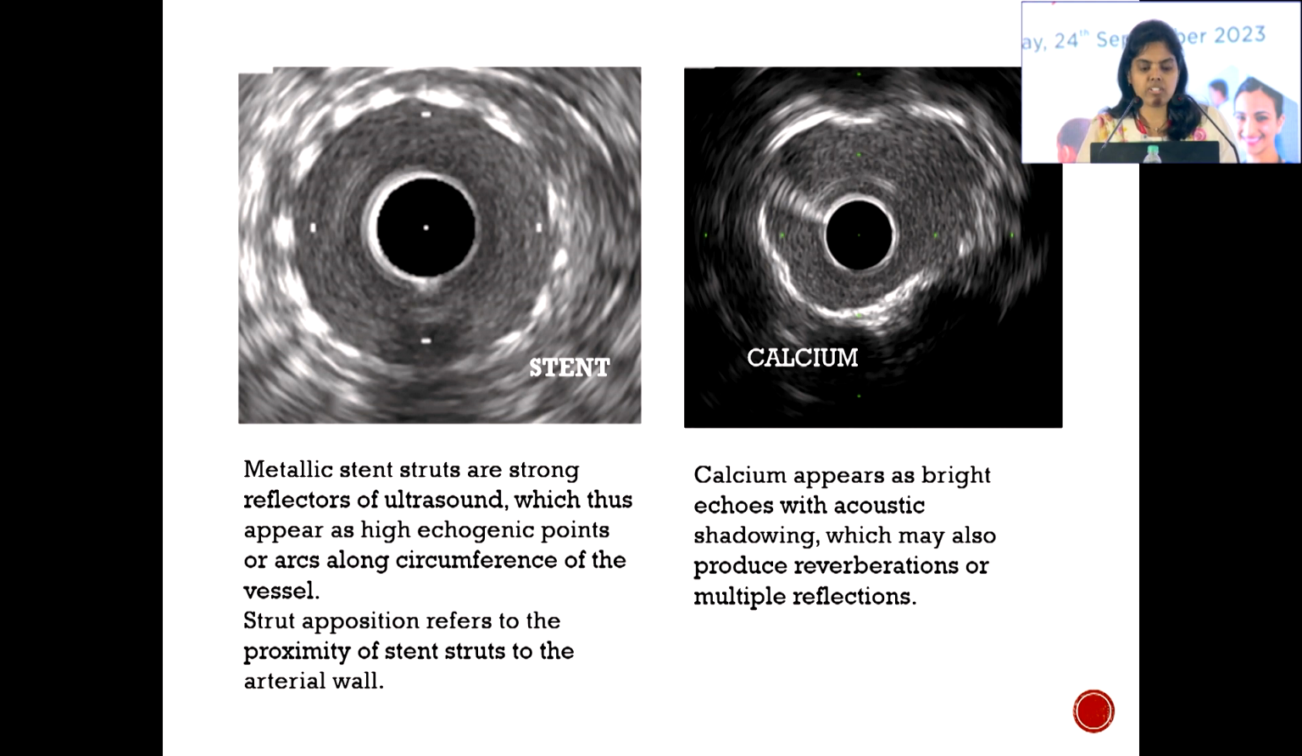So the most important thing is what we're looking for is a stent. So basically the stent struts are strong reflectors of ultrasound waves, and they appear as high echogenic points, which you can clearly see here as interrupted line. That is the stent inside the vessel. And this is the calcium with the acoustic shadowing, so you can't see anything behind it.